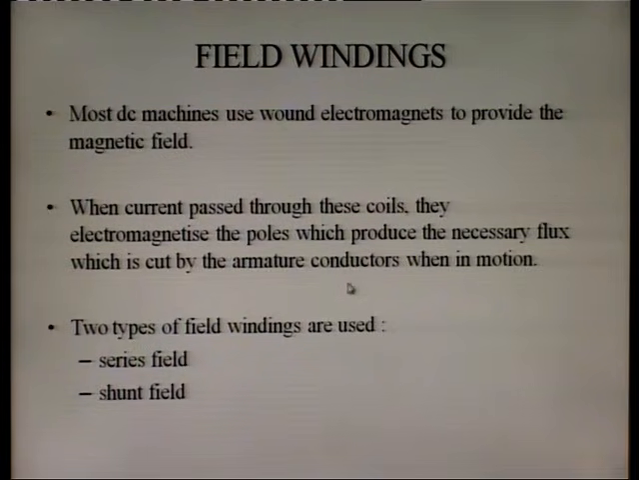Next is field winding. Most DC machines use wound electromagnets to provide the magnetic field. When current passes through these coils, they electromagnetize the poles, which produce the necessary flux, which is cut by the armature conductors when in motion. Two types of field windings are used. One is series field winding and the second one is shunt field winding.